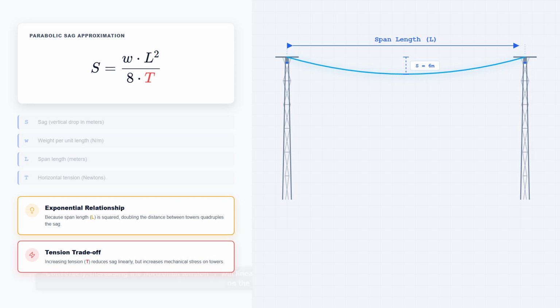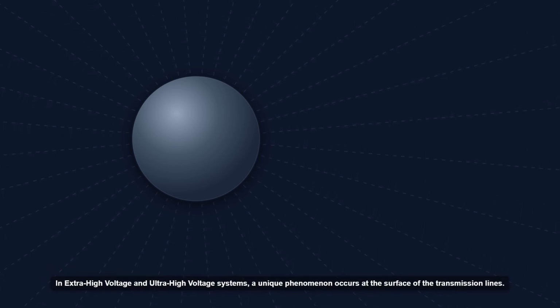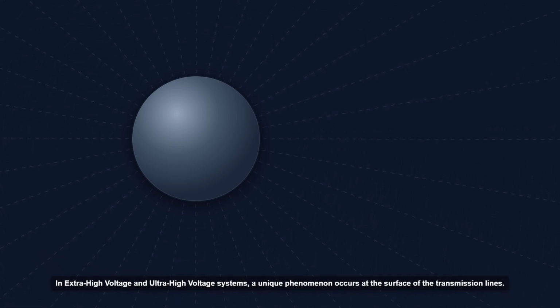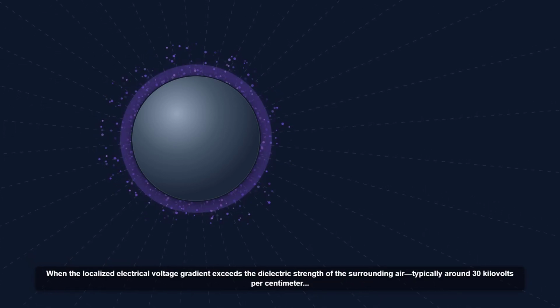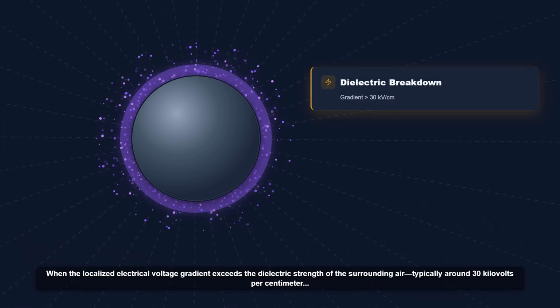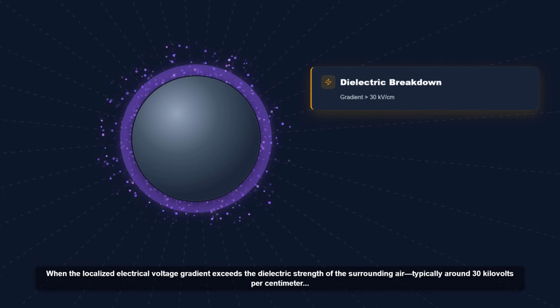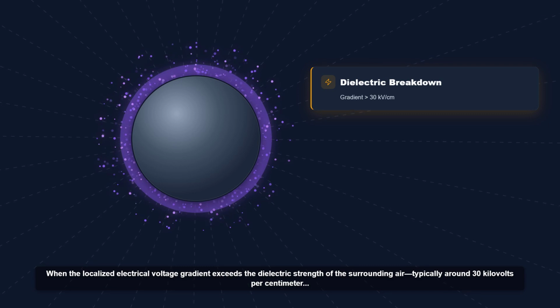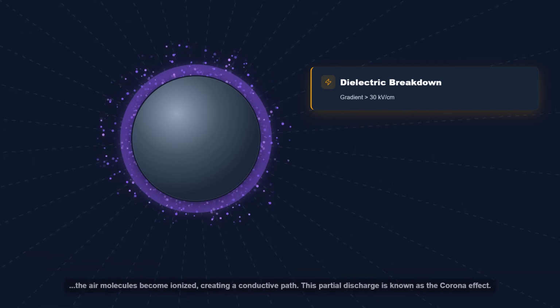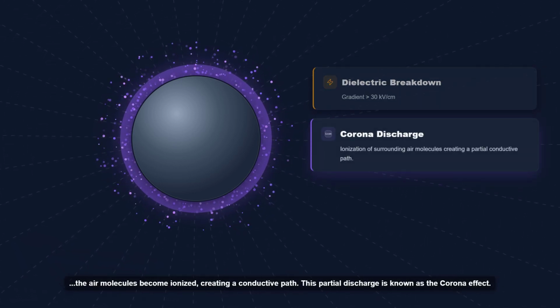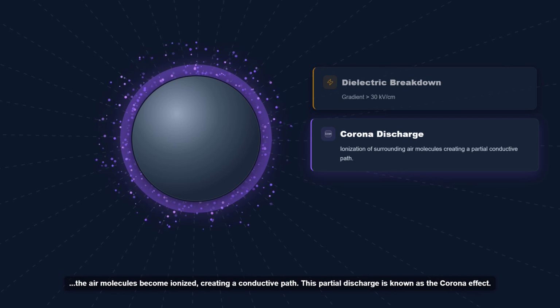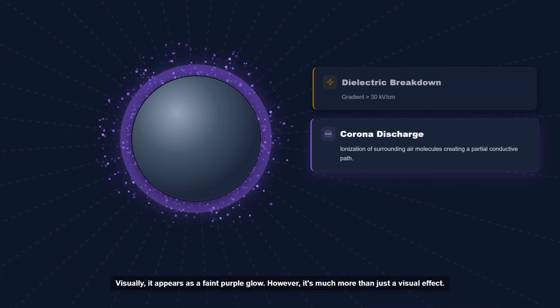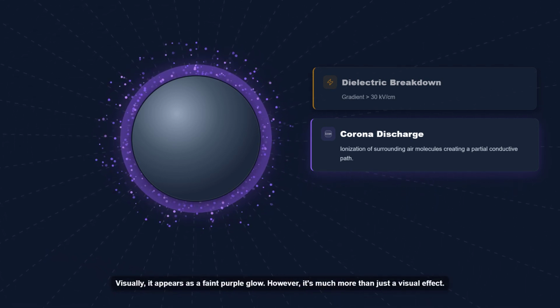supporting structures. In extra high voltage and ultra high voltage systems, a unique phenomenon occurs at the surface of the transmission lines. When the localized electrical voltage gradient exceeds the dielectric strength of the surrounding air, typically around 30 kilovolts per centimeter, the air molecules become ionized, creating a conductive path. This partial discharge is known as the corona effect. Visually, it appears as a faint purple glow.